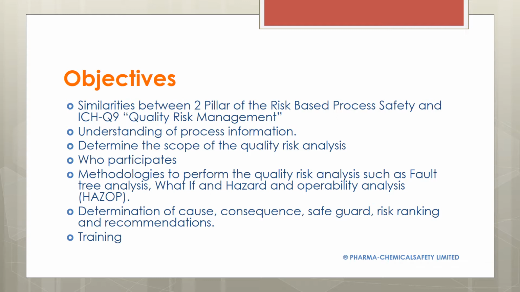The objectives for this webinar are the similarities between the second pillar of risk-based process safety and ICH-Q9 quality risk management; understanding of the process information; determining the scope of the quality risk analysis and who participates; and methodologies to perform the quality risk analysis such as fault tree analysis, what-if, and hazard and operability analysis, well known as HAZOP. Also, determination of cause, consequence, safeguard, risk ranking, and recommendations, and training.